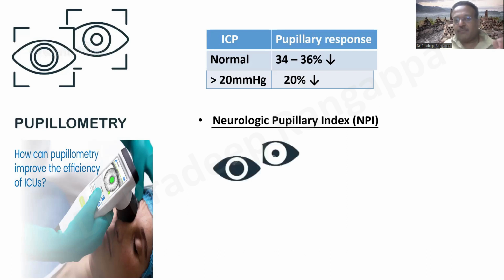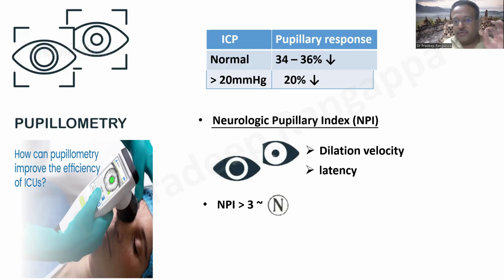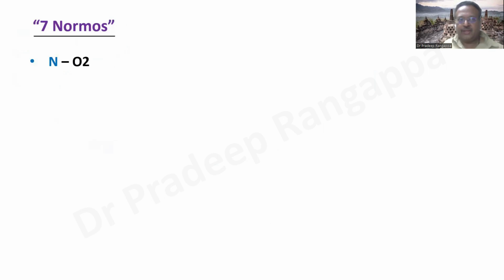Based on this, they have come out with the Neurologic Pupillary Index, where they look at the briskness of the pupillary reflex, dilation velocity, and latency. If the NPI, which is the Neurologic Pupillary Index, is more than 3, it is normal. If it is less than 3, it is abnormal. So these are some of the newer nuances that are evolving in multimodal monitoring.